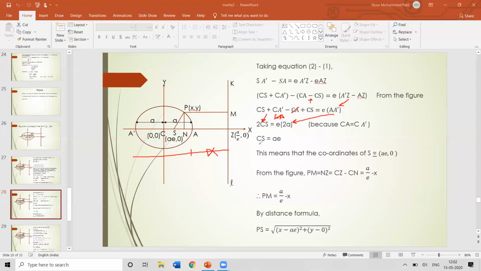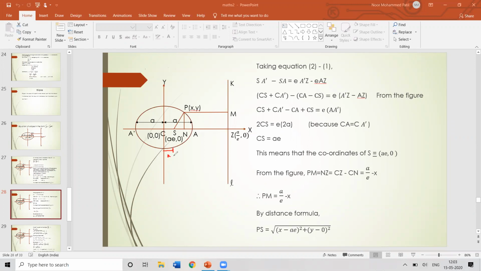So CS, again we can cancel 2 and 2 here because it is multiplication. When we take it on the other side, it will become divided, and cancels. So CS is equal to AE. So how much is CS? CS is AE. Means this distance, CS distance, is AE.